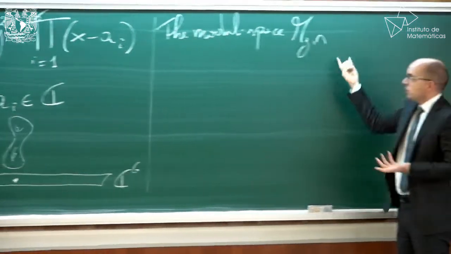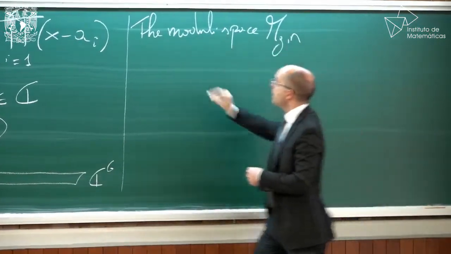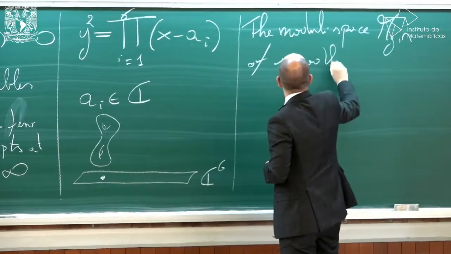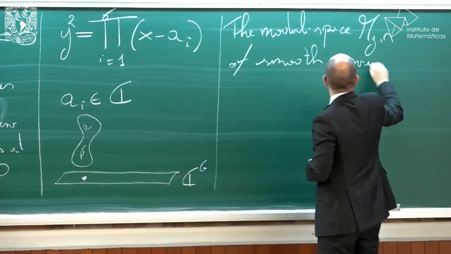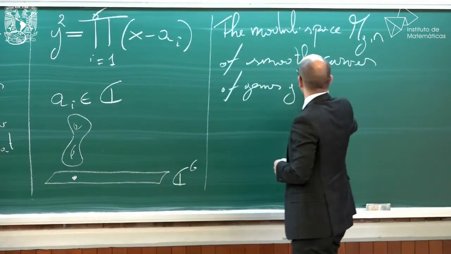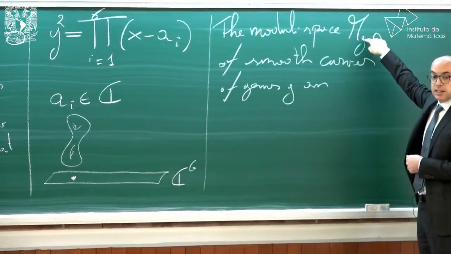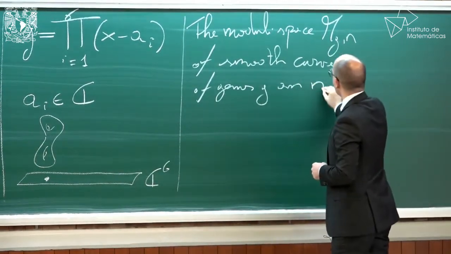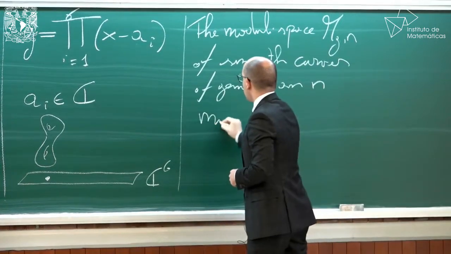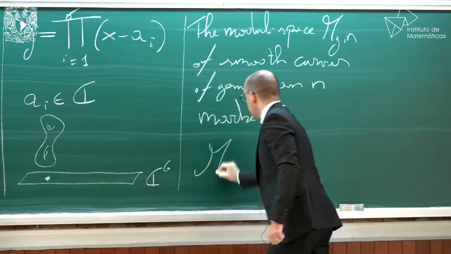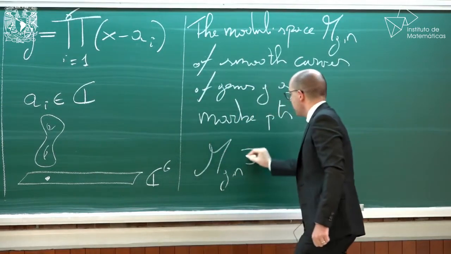M_{g,n}, this is the standard notation. This is the moduli space of smooth curves of genus g. The first index here is the genus of the curve. In that example, the genus was 2. And together with n marked points. So this is the object to study.